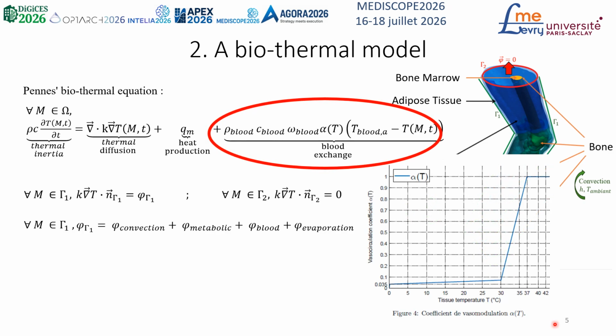Note that the alpha term here, the term of blood flow as a function of T, is nonlinear and varies strongly with temperature, as shown in the figure. It's taken from Whistler, human temperature control. This bio-heat equation has been integrated in our in-house finite element code coded in C++.